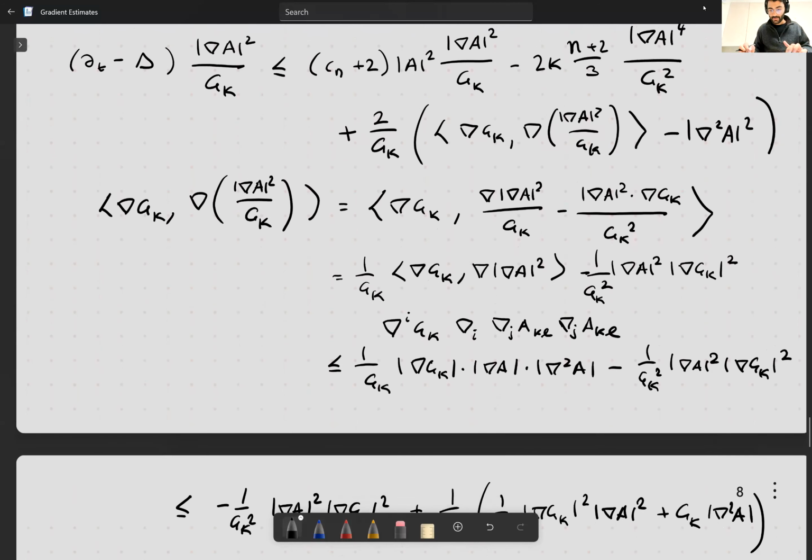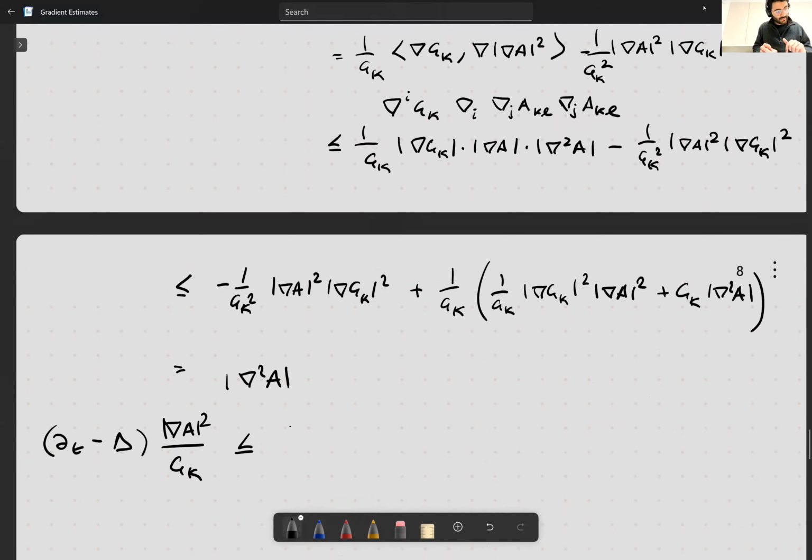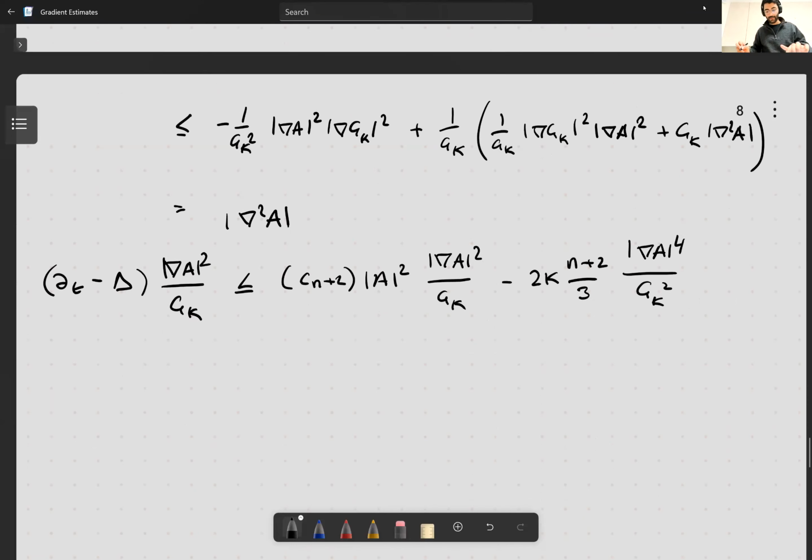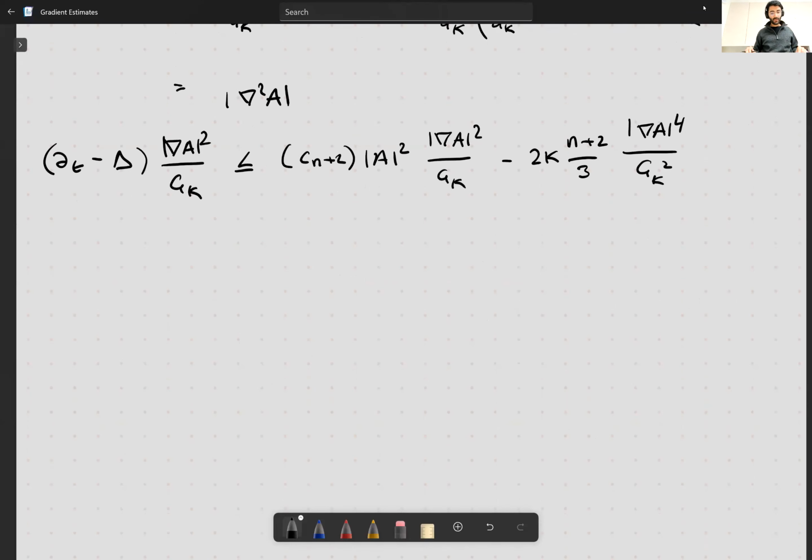you can throw out all the higher derivative terms, you just get Cn plus 2a squared nabla A squared divided by GK minus 2k n plus 2 divided by 3 nabla 4 on GK squared. Okay, that's good. Now we just need to do this one more time.